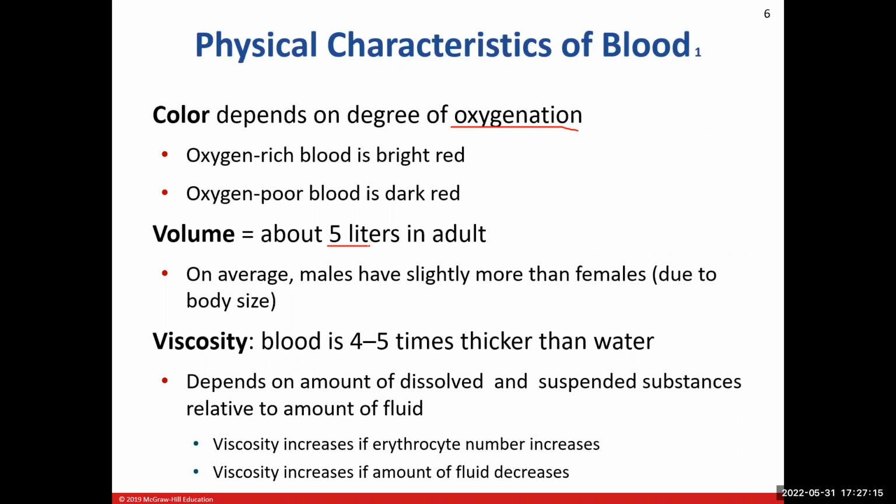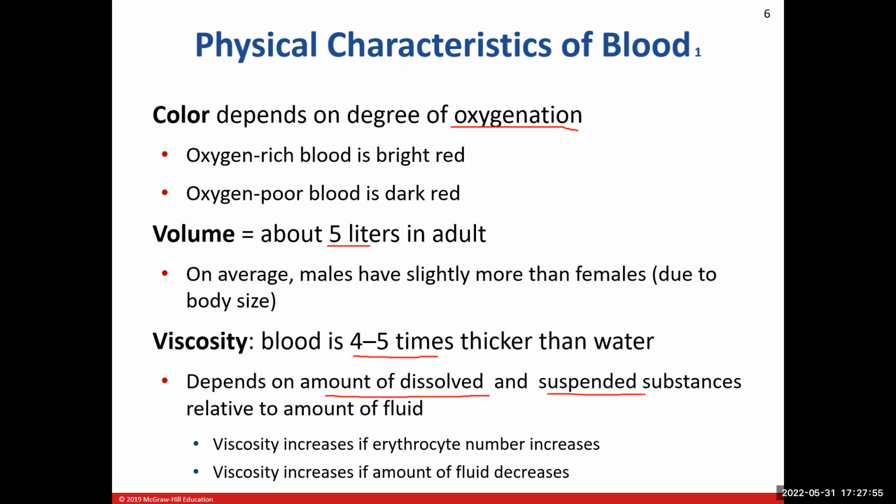And then we also have viscosity, how thick our blood is. All right, so blood is usually going to be thicker than water. I liken it to motor oil. So that's about 4 to 5 times thicker than water. And if you think about it, because of all the stuff that is in your blood, like I just talked about, those formed blood elements, red blood cells, white blood cells, platelets, that's going to add to the thickness of our blood. So really, our viscosity is dependent upon how much stuff is dissolved or suspended in our blood.